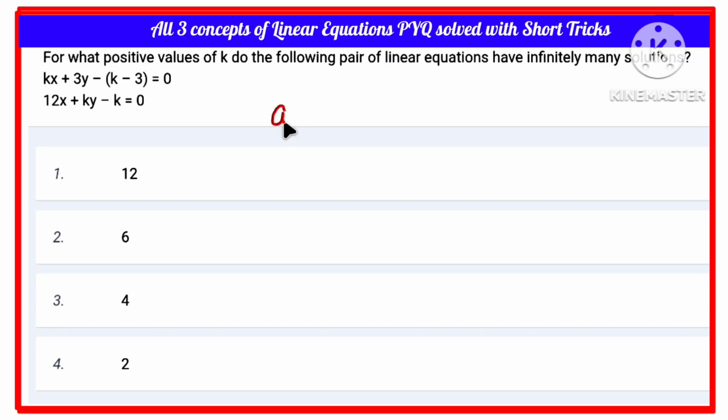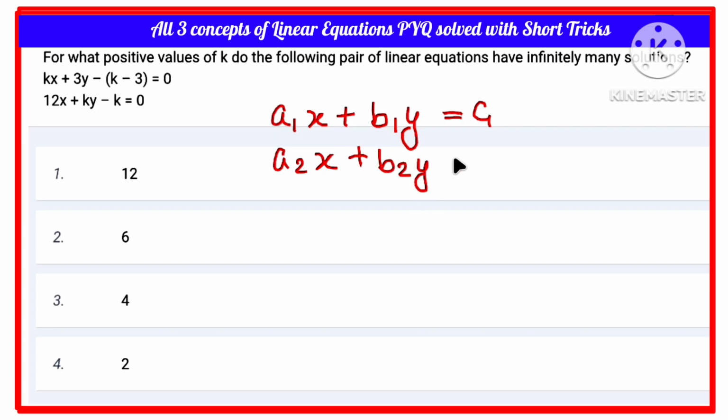For that, let us consider two linear equations. Let one be a1x plus b1y equals c1, and another one a2x plus b2y equals c2. So these are the two linear equations. Always remember that if the two lines of these linear equations meet at a unique point or give you a unique solution, that means these two lines will meet at a point.